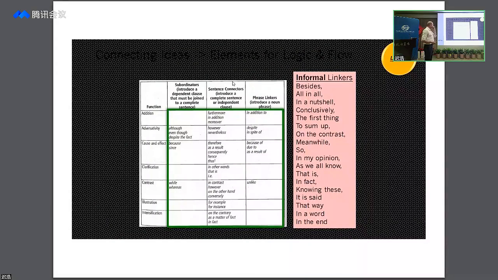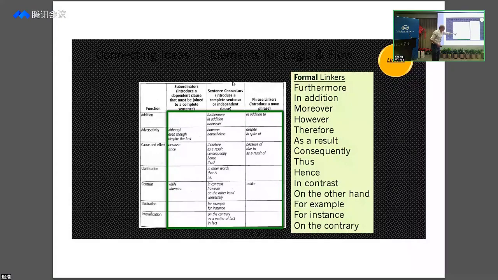I will give you a very quick overview of the linker phrases that you normally use. You can see them there in this red bar. These are the informal linkers that you are all familiar with: besides, all in all, in a nutshell, to sum up, meanwhile, so, in my opinion. All of these informal linker phrases you must not use. Whatever I tell you, go to the papers and have a look yourself whether you can find any of those. I can promise you, you will only find them in computer science papers. You will not find them in biology papers.